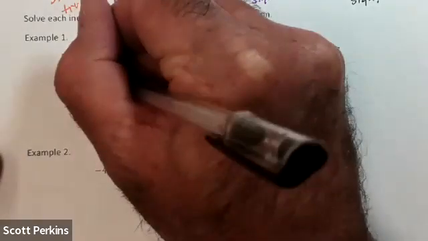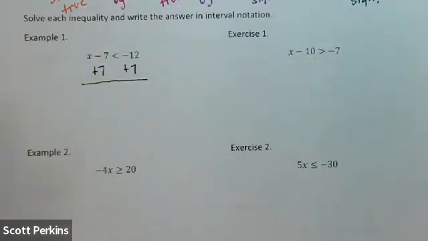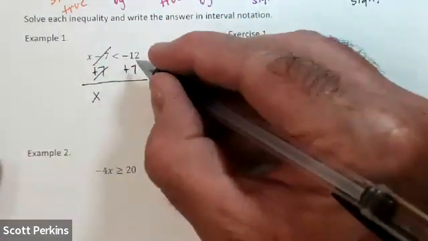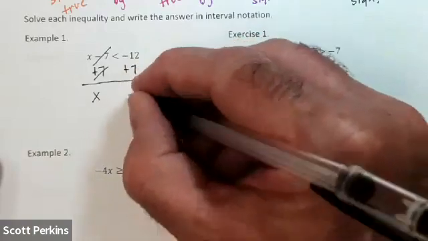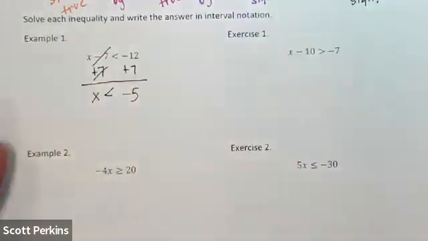Add 7. The opposite of subtracting 7 is adding 7. That's what we said last time. That still applies right here. So on the left side of this, the 7s cancel, and I have x. On the right side of this, -12 plus 7 is -5. What sign do I put between those? It stays less than. Fantastic.